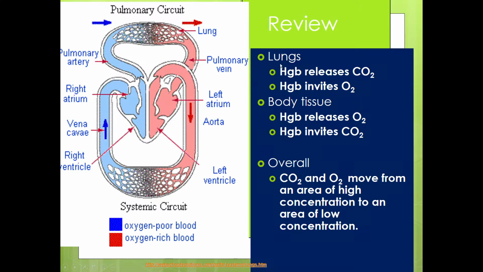Now, we know at a lung level that hemoglobin releases carbon dioxide that is picked up from visiting cells and tissue around the body, and in the lungs, the hemoglobin will invite oxygen. And then, of course, the reverse is in effect when hemoglobin reaches body tissue. It's going to release oxygen, which is needed for the Krebs cycle, and it's going to invite CO2 back. So it really is a carrying mechanism to maintain oxygen and carbon dioxide balance within our blood.